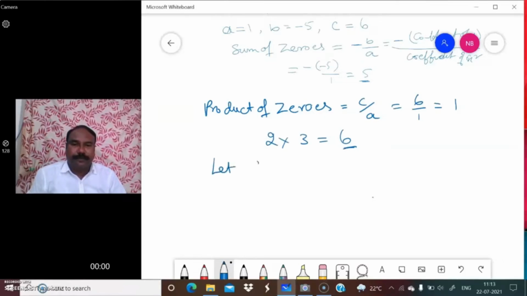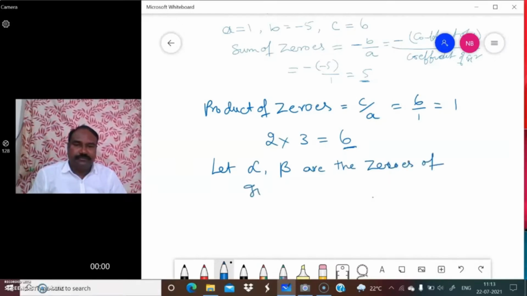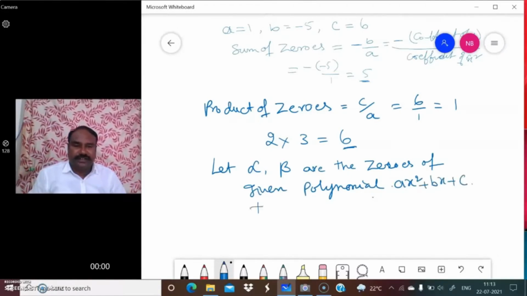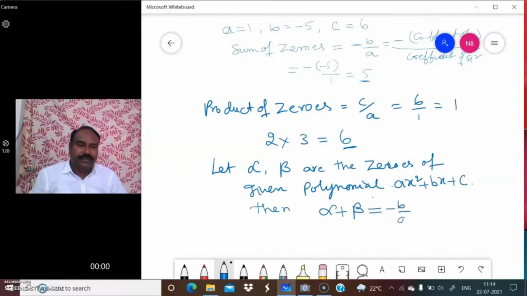Let alpha and beta be the zeros of the given polynomial ax square plus bx plus c. Then the sum of the zeros, alpha plus beta, is equal to minus b by a, and the product, alpha into beta, is equal to c by a.